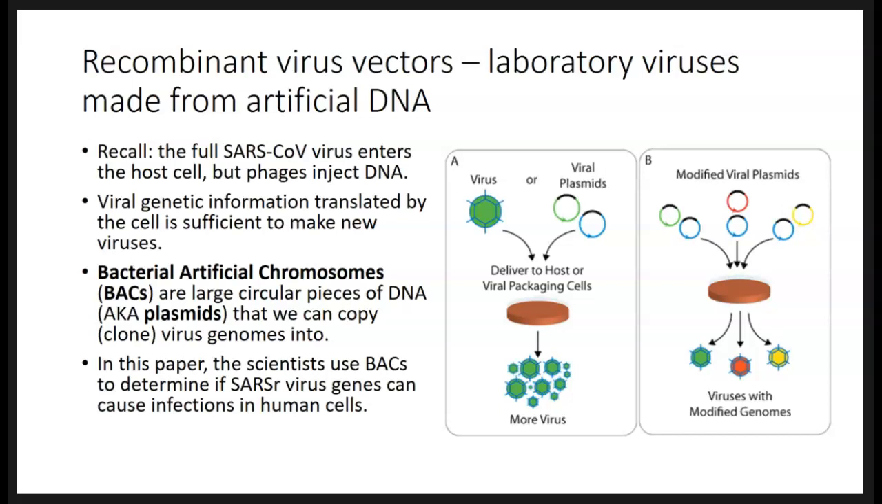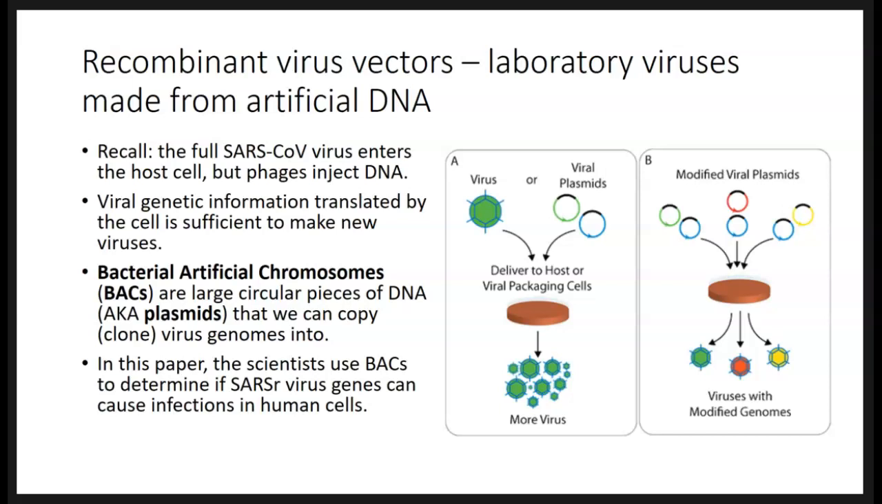So we can make viruses from recombined genetic parts by using bacterial artificial chromosomes, or BACs, and those are large circular pieces of DNA. Another word for that is plasmids, that we can copy, or what we call in molecular biology, clone those genes from viruses into. So we can make an artificial piece of DNA that has all of the virus genes that we want to make new viruses on it. And we can take these plasmids and reproduce viruses by growing them in cells.